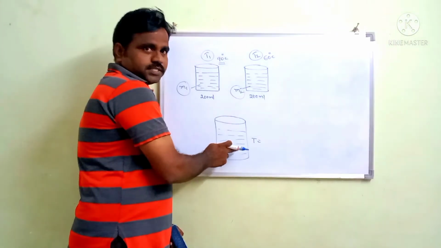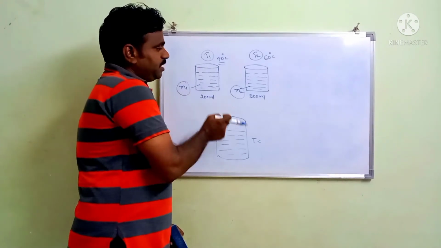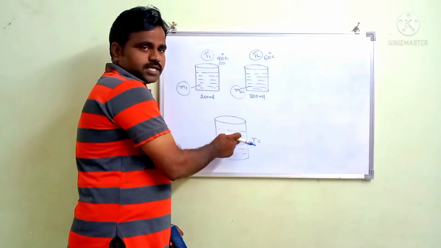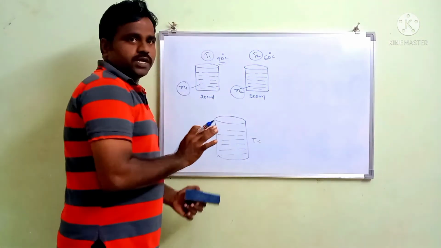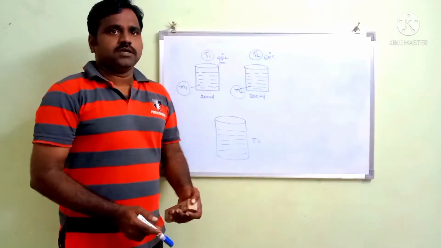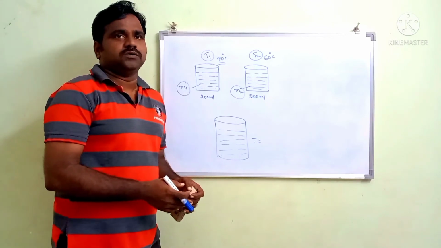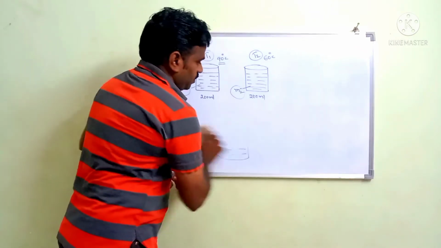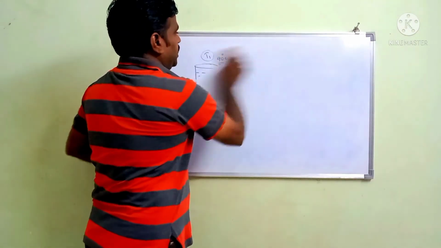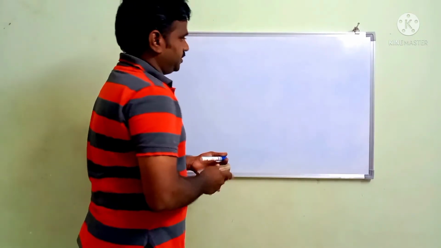So final temperature is always lower than the temperature of the hotter sample, and final temperature is always higher than the temperature of the colder sample. So you can remember that point. This means that the hot sample loses heat and the cold sample gains heat. So heat lost by the hot sample is equal to heat gained by the cold sample.